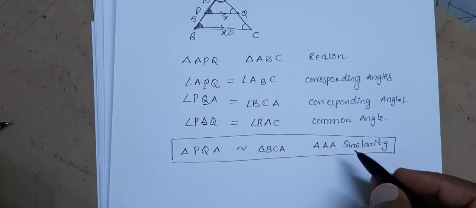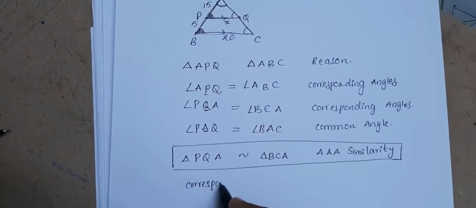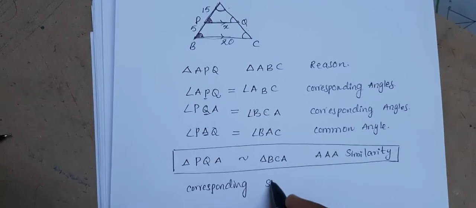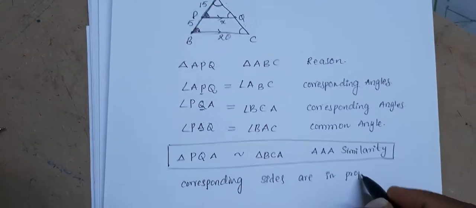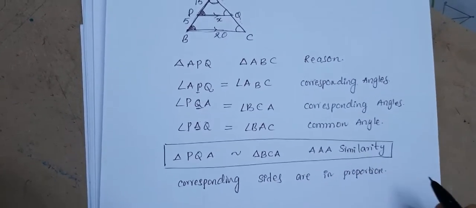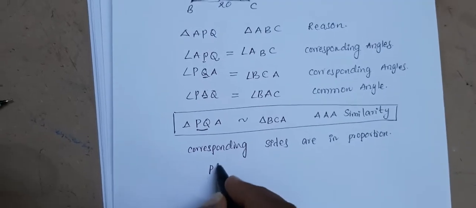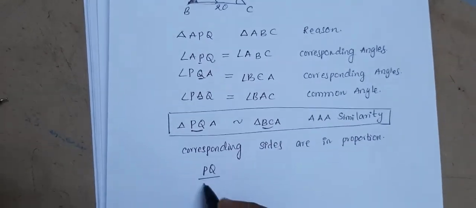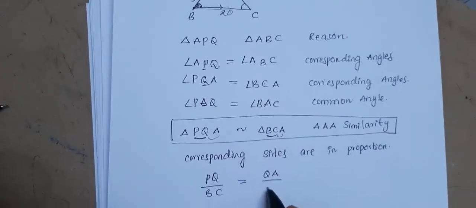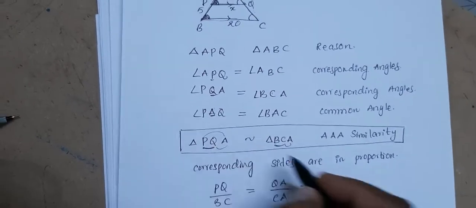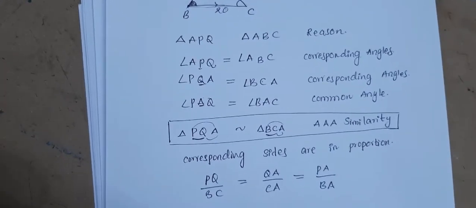So after completion of proving this one, we must try to show that corresponding sides are in proportion. How to write the proportion? First two: PQ corresponds to BC is equal to QA corresponding to CA is equal to PA corresponding to BA. That's it. Now substitute the values.